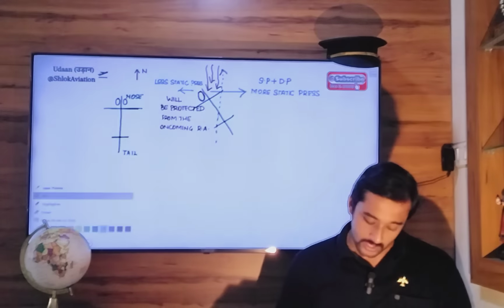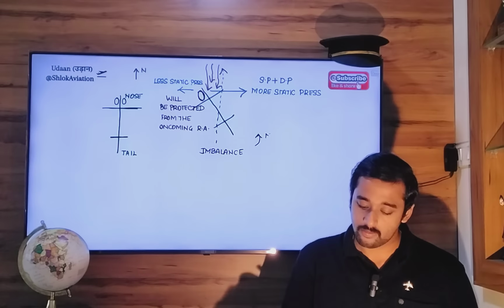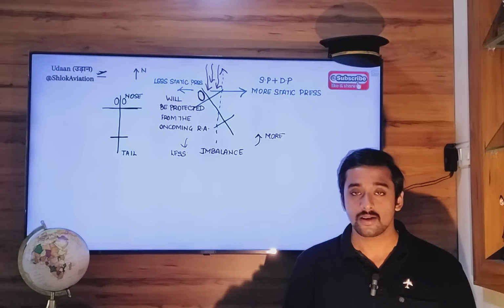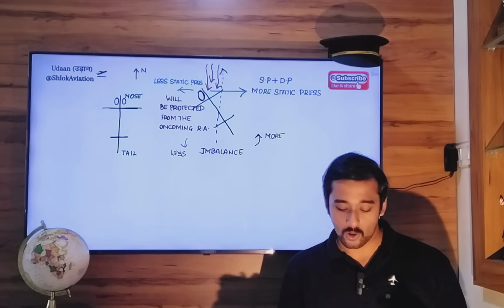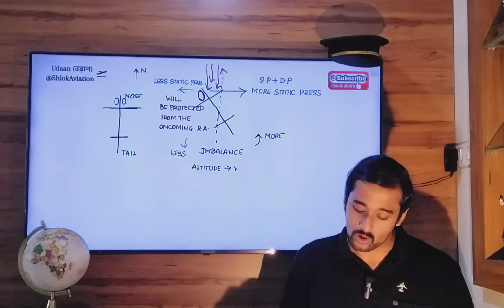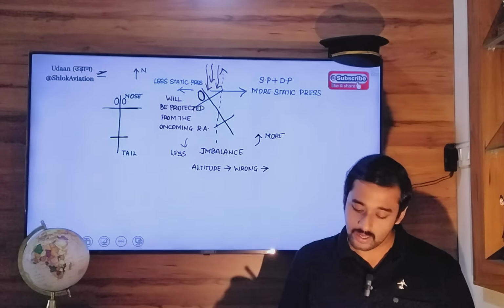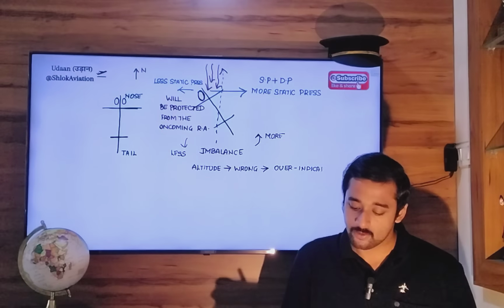As a result of that, an imbalance is created. One side experiences much more pressure than needed. The second side experiences much less static pressure than it must register. So as a consequence of this, the altitude indicated will be incorrect, will be wrong. In this particular case, the altitude indicated will be over. Altitude will over indicate. Why?